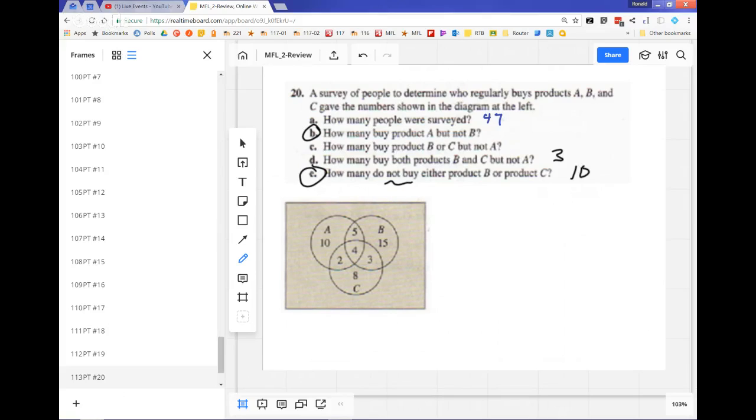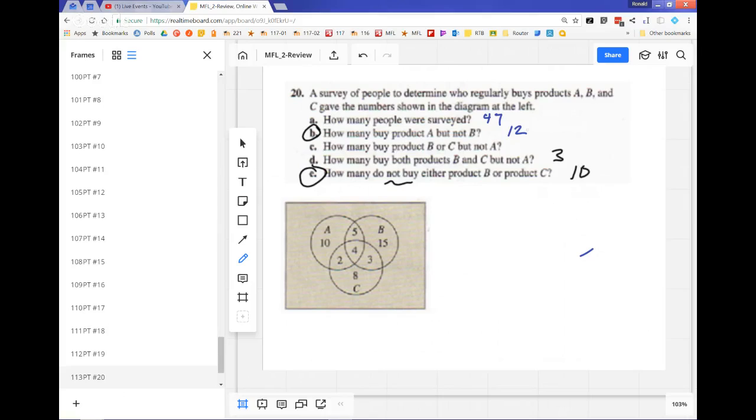Okay, and then part B, how many buy product A but not B? So what's in circle A that's not in circle B? 10. Isn't there also a 2? And the 2, yes. I missed that the first time too. Yeah, you gotta be careful there.